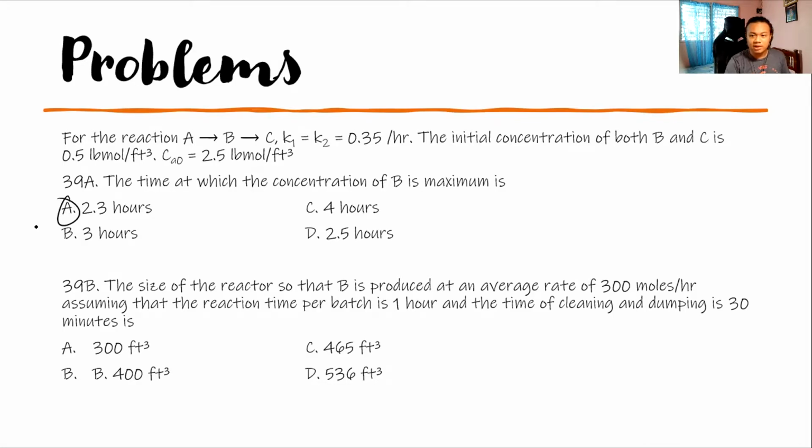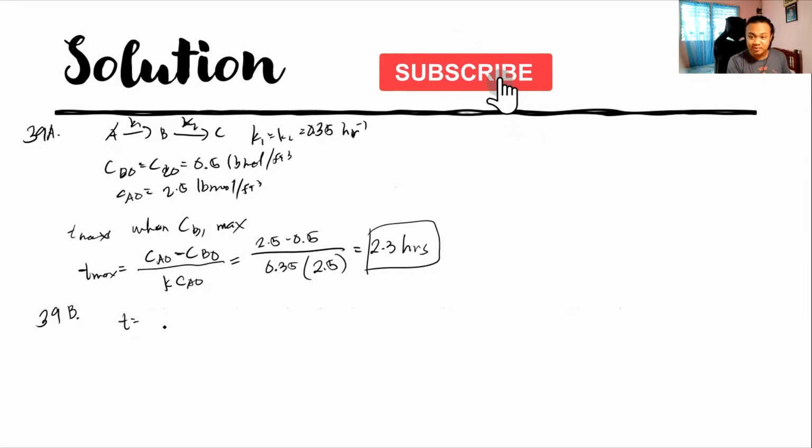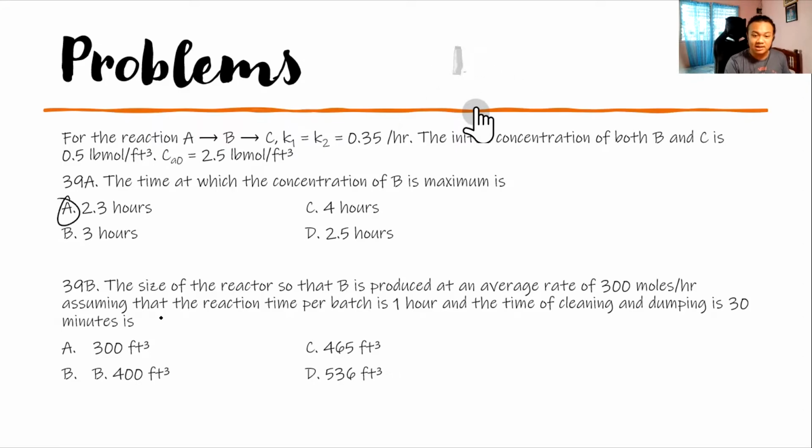Now for number 39B. 39B is actually given to us also in the reviewer, they're really generous to give that to us. So the time per batch is 1 hour, and the cleaning and dumping is 30 minutes. So we have to account for that, not just the reaction itself.